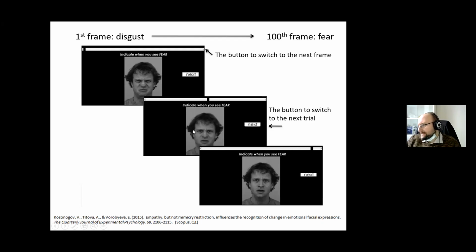Here, from disgust to fear, you can see the dynamics. Exactly in this case, people should indicate when fear begins. In another type of trials, they should indicate when a new emotion begins and which emotion begins. So in this hypothesis, we try to understand whether this restriction of imitation can provoke a worse recognition.